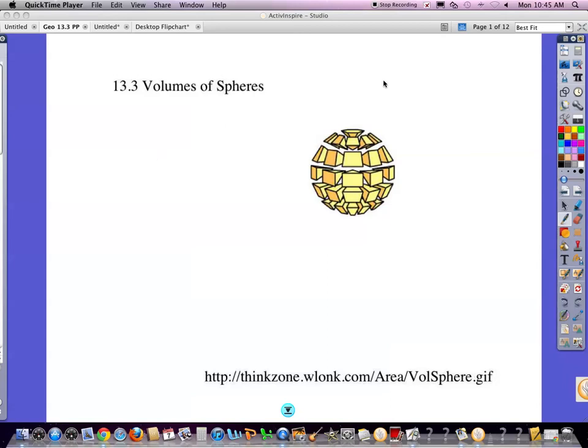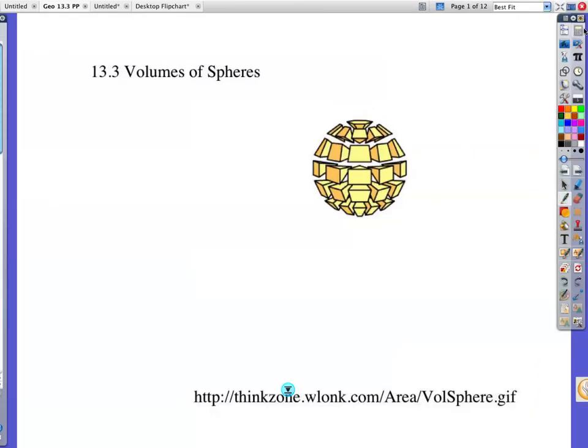Okay, this is lesson 13.3, the very last lesson that we're going to cover out of this textbook. Yippee! Volumes of spheres. If I really had it all together, then I would have some kind of end of the year music or whatever. Okay, volumes of spheres. And I kind of want you to pay attention to this picture here a little bit.